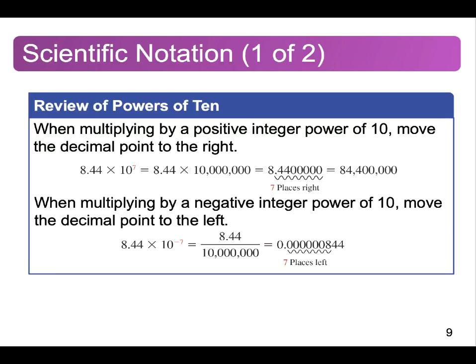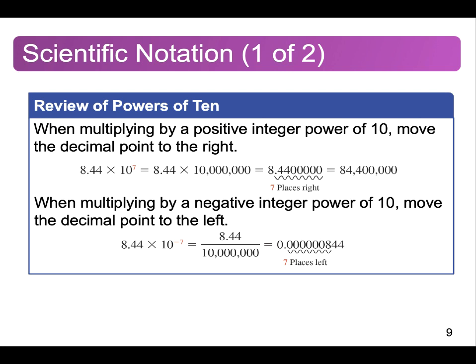So as a quick review of the powers of 10, whenever you are multiplying by a positive integer power of 10, what that means is you are moving your decimal point to the right. So 8.44 times 10 to the 7. Well, 10 to the 7 is the same thing as 10 million. But you could get that without thinking about the 10 million by moving your decimal 7 places to the right. You'll need to add in some zeros so that you have room to move to the right, but 8.44 times 10 to the 7 is the same thing as 84,400,000.